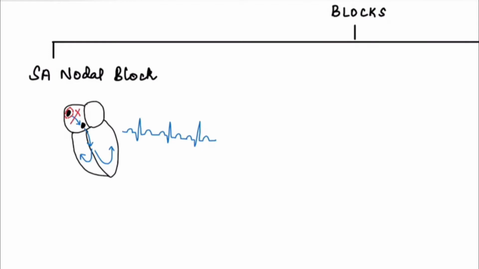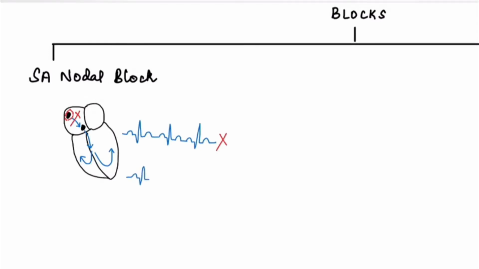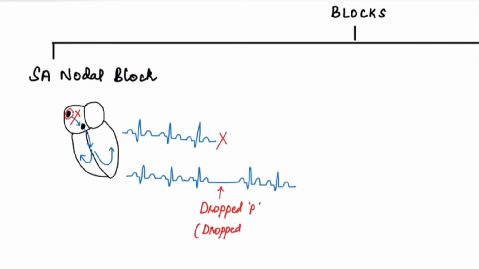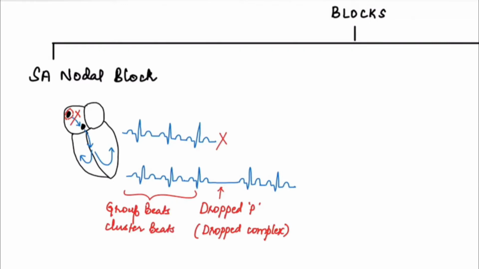Now whenever there is an SA nodal block, one complete ECG complex will be absent in the strip and this complex is known as a dropped complex. And all the remaining normal complexes are known as group beats or cluster beats. Because SA node is the pacemaker of heart, there is no generation of impulse at all. So there is a complete absence of an ECG complex and this complex is known as a dropped complex and all the remaining normal complexes are known as the group beats or the cluster beats.